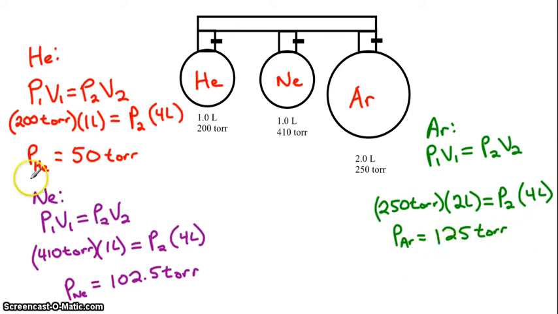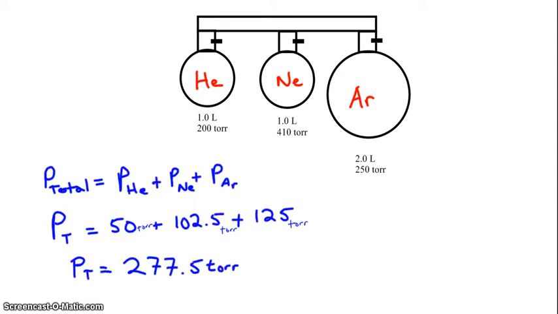So each of these pressures, the pressure of helium, 50 torr, pressure of neon, 102.5 torr, and the pressure of the argon, 125 torr, are all the partial pressures that each individual gas is exerting on the inside of the flasks. Now we need to calculate the total pressure.